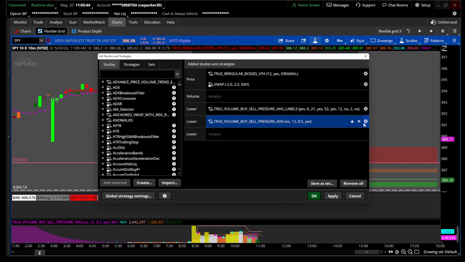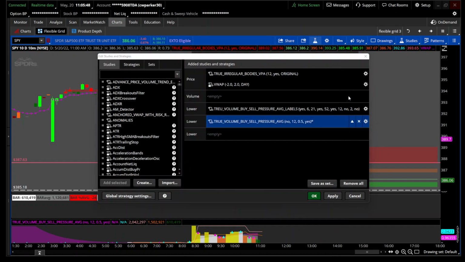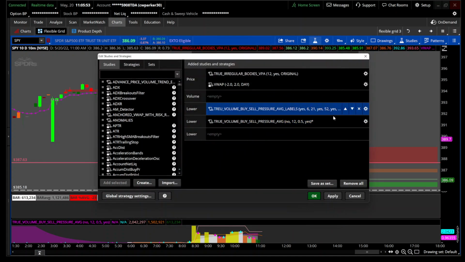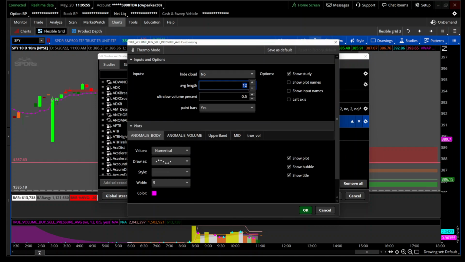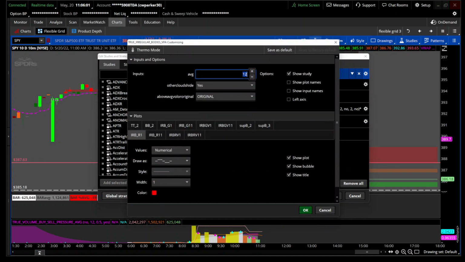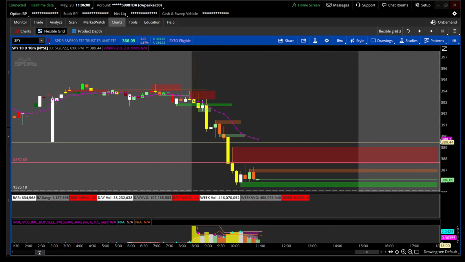It should have stayed at 12, but let's push that back to 6 because I'm on a 10-minute chart. 6 bars gives me an hour's worth of data. I'm going to change it as well, because those who are familiar with the indicator know there are two different versions within it.